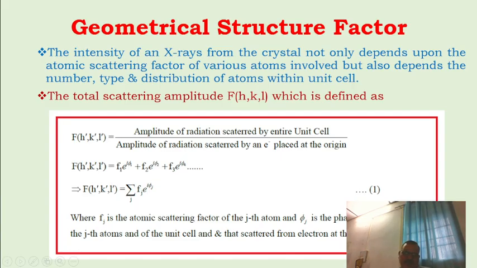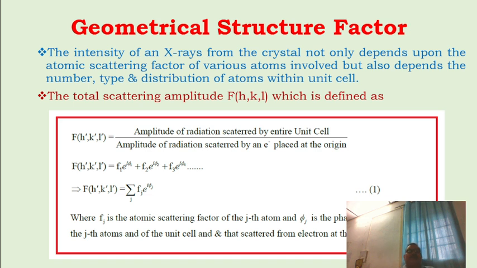I can write that here we are discussing the amplitude of radiation scattered by the entire unit cell to the amplitude of the radiation scattered by an electron placed at the origin. Okay.